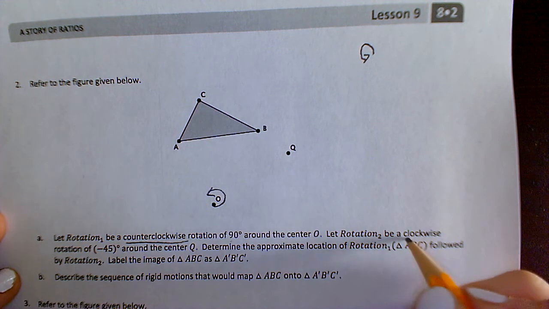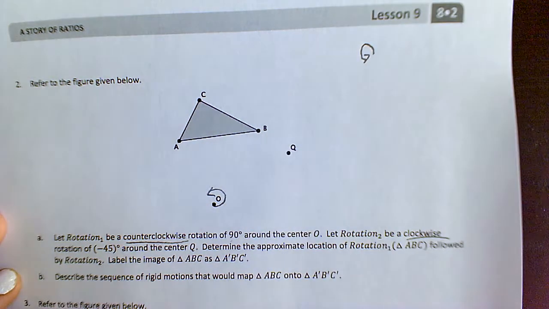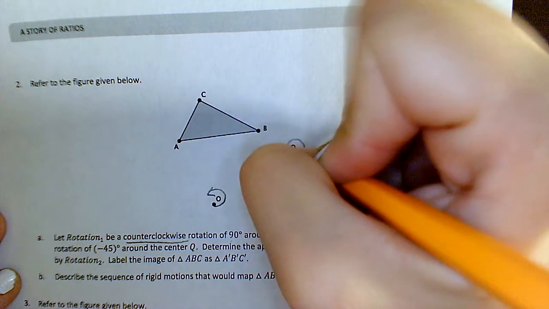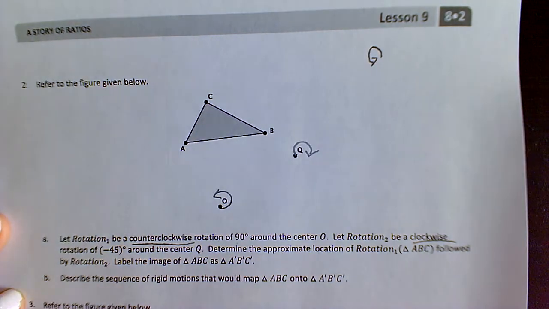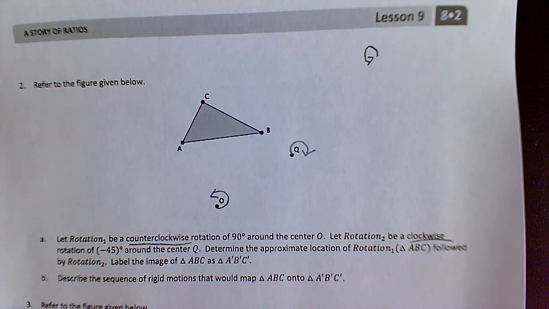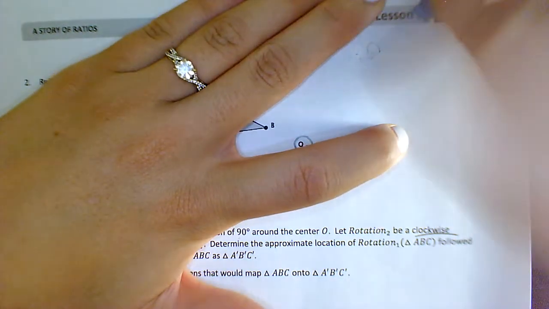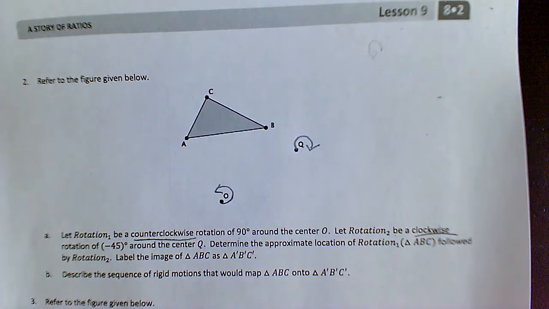And rotation 2 be clockwise 45 degrees. Remember, clockwise is negative. Around center Q. Determine the approximate location of the rotation of 1 followed by the rotation of 2. So we're going to do them as one final product or final result.